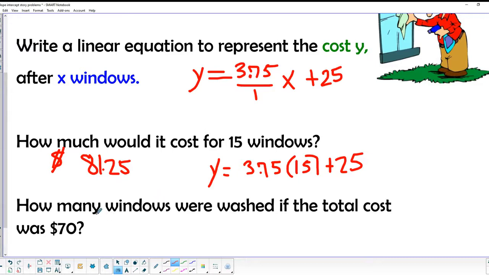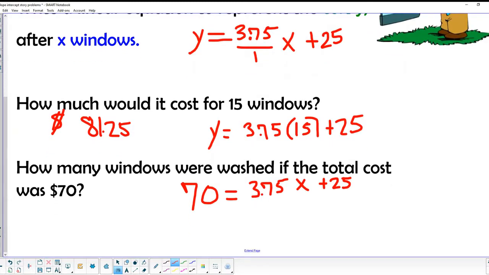All right, what about how many windows could we wash if it costs $70? Well, in this case, you're actually going to put the 70 where the y is, and you're going to solve this equation kind of like a two-step equation that we've seen in the past. So let's get it set up just like that. So now to solve it, we're going to grab our calculator again, and we're going to do 70. Now we're going to subtract off the initial fee of 25 bucks. And then we're going to divide by 3.75, which is how much it costs per window.